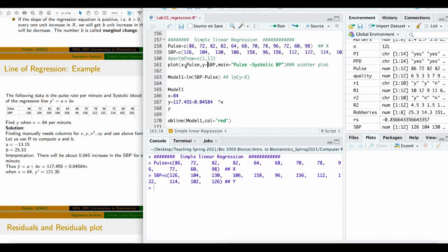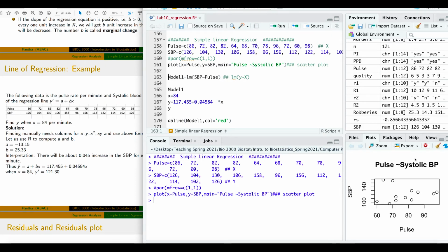So on the plot, I'm doing along the x-axis pulse rate, and along the y-axis systolic blood pressure. Okay, and main is the pulse rate versus systolic blood pressure. That will be the title. Okay, let me run that. This is what you see.